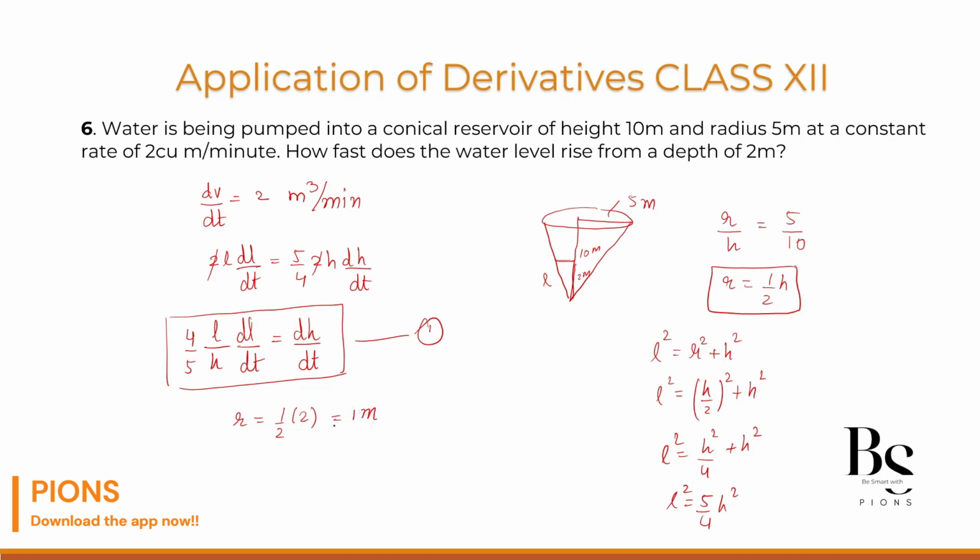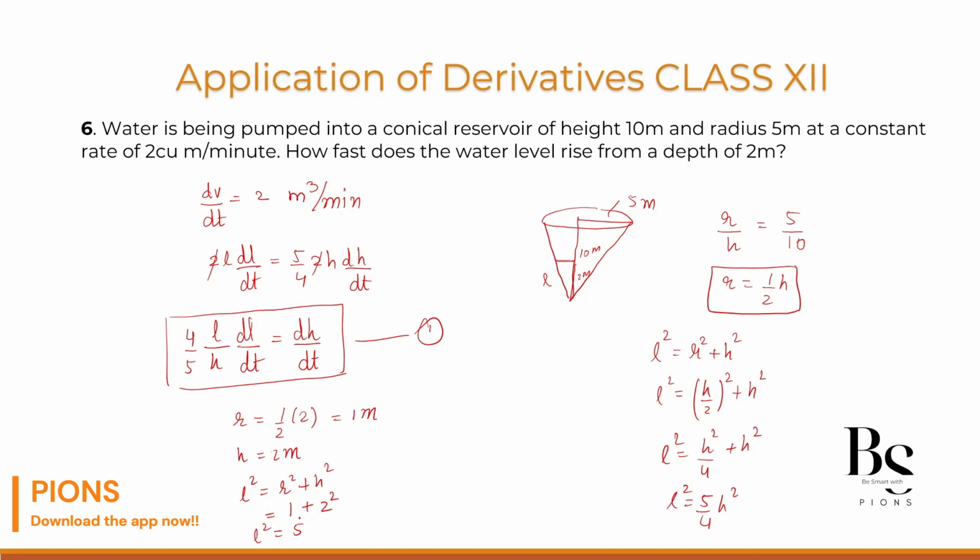And if at that instant R is 1 meter and H is 2 meter, what will be our L? L square will be equals to R square plus H square. So let's substitute the values. R is how much? 1 square, which is 1. H is 2 square.